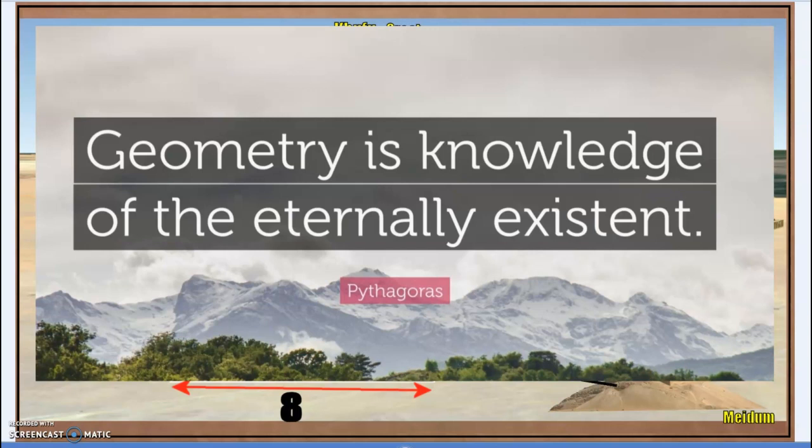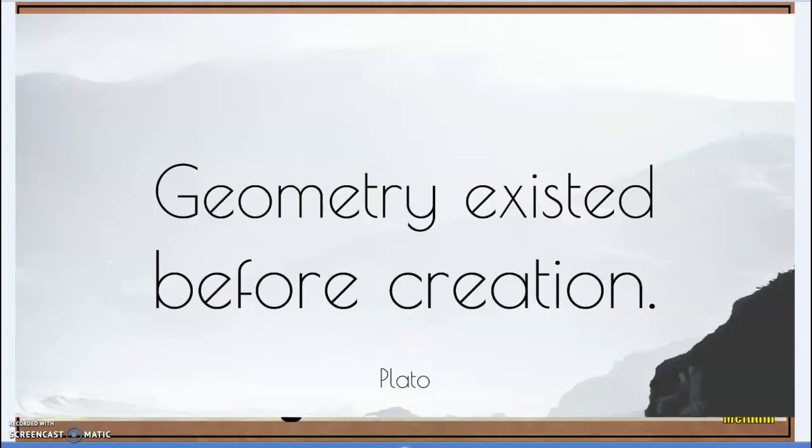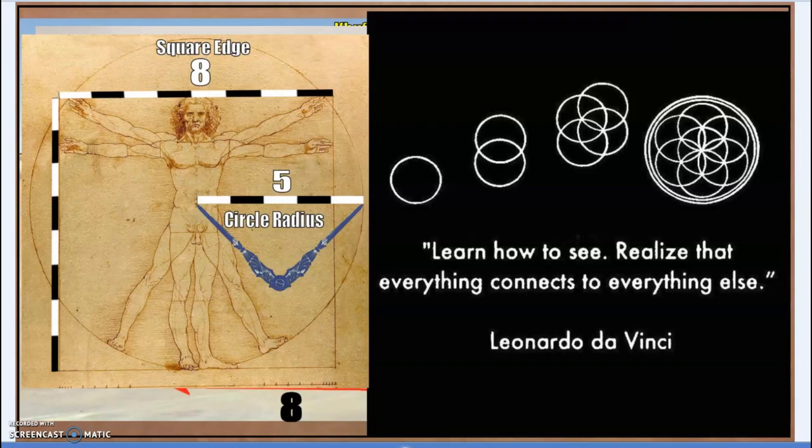Geometry is knowledge of the eternally existent. Pythagoras, Plato, geometry existed before creation. If you go through time and you look at the famous alchemists, hermeticists, scientists, across time, they all come back to geometry. And this is so important, because you cannot bypass it, whether it's chemistry, physics, math, architecture, engineering, just every science will come back to geometry in one form or another.